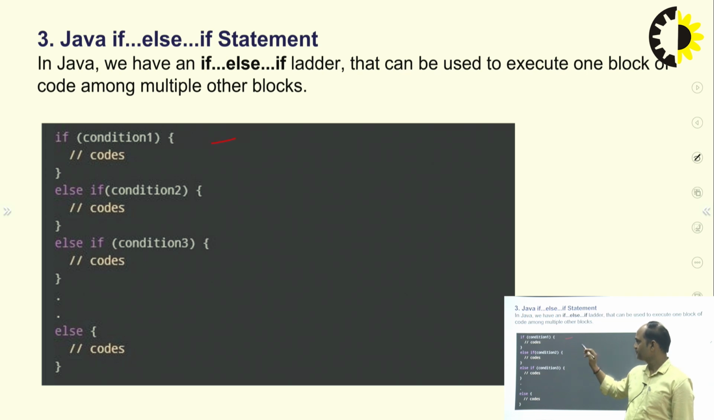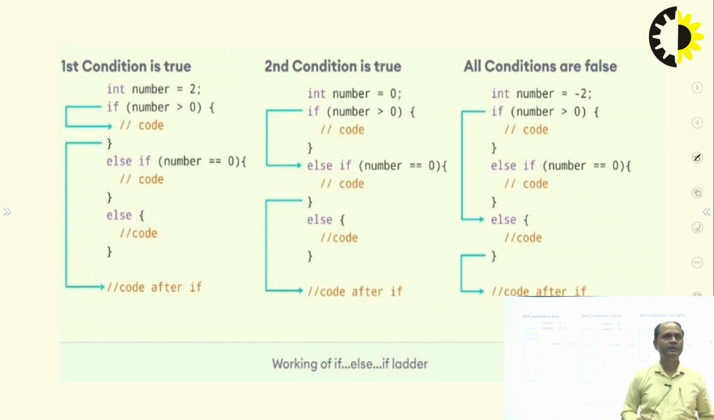Suppose we have an if condition and more than one condition in the else block. We have also defined that particular scenario. How can it be executed? If the first condition is true, this is the working of else-if programs. So we can discuss the else-if program.